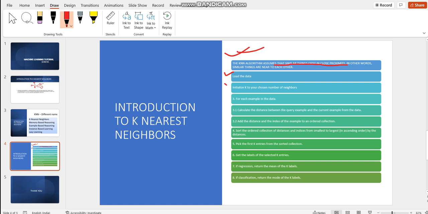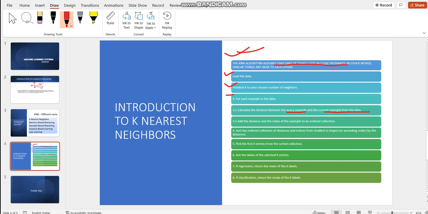So we need to initialize k according to the chosen number of neighbors, and after that, for each example in the data, we have to calculate the distance between the query example and the current example from the data. Suppose you are the query example, and your neighbor's family member is a current example from the data. So we need to know the distance.